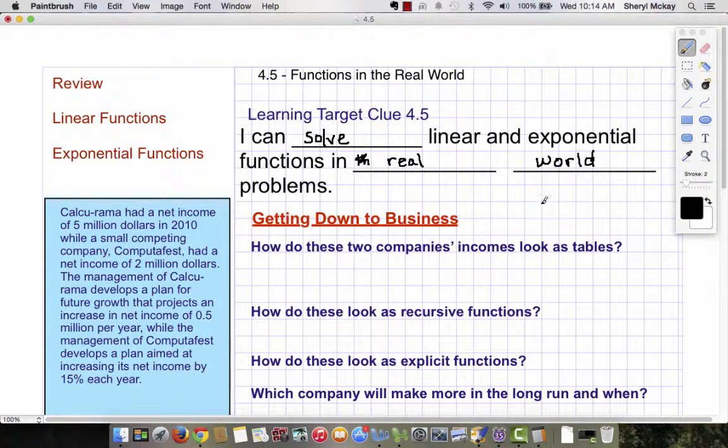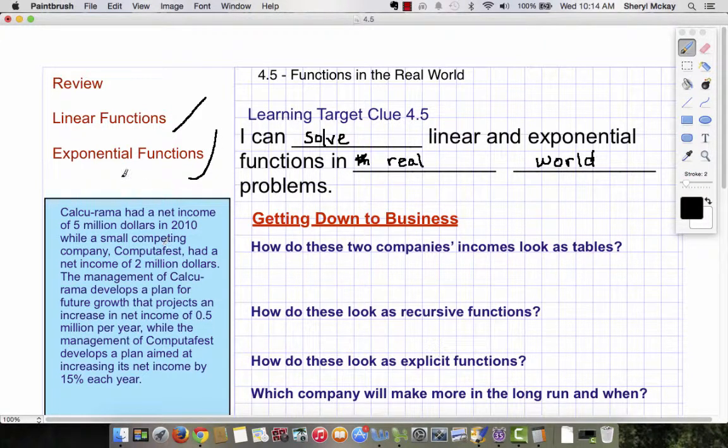And let's just do a quick review. Linear functions, we've learned a lot about linear functions over the year, and you may have even learned about them in your class last year. But exponential functions, they're kind of new. We've just started learning those, so let's compare them a little bit. Linear functions, if you remember correctly, are a straight line, whereas exponential functions are a curve that shoots straight up.